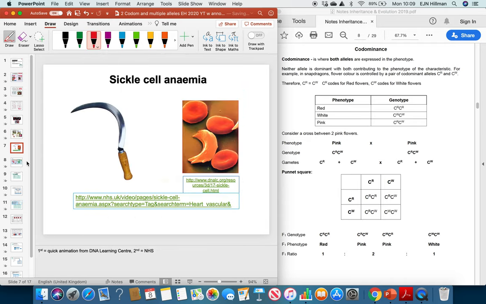Okay. Sickle cell anemia is another example of this. So sickle cell anemia is the gene which determines the shape of hemoglobin. It can either be a normal allele or the sickle allele. With the sickle allele, it results in the red blood cells having this sickle shape. They are able to carry less oxygen, and the red blood cells also form this sickle shape and are more likely to form clots and aneurysms.